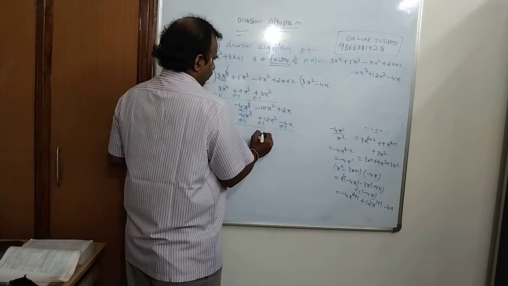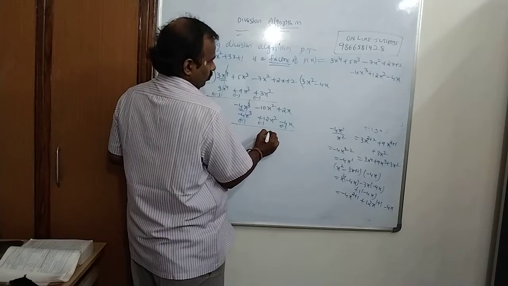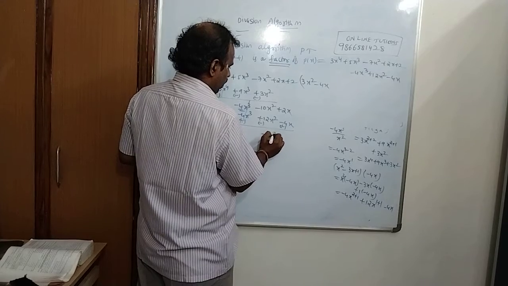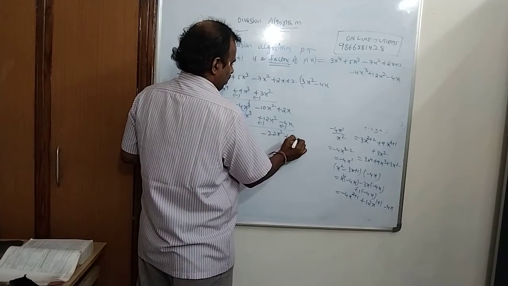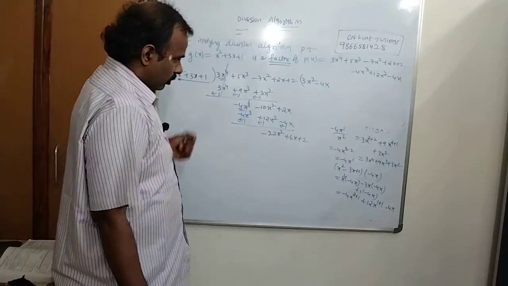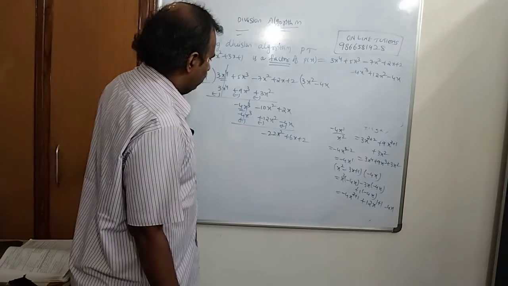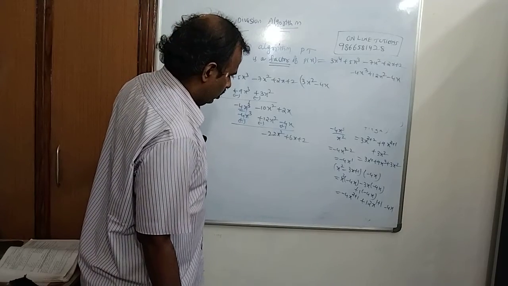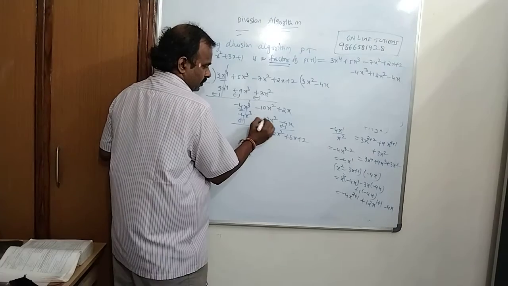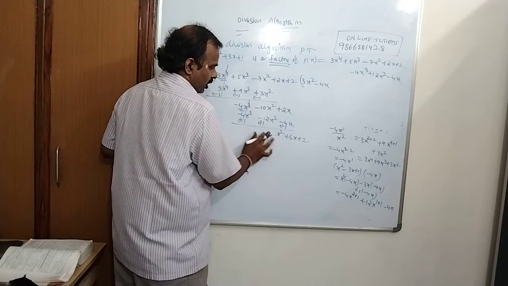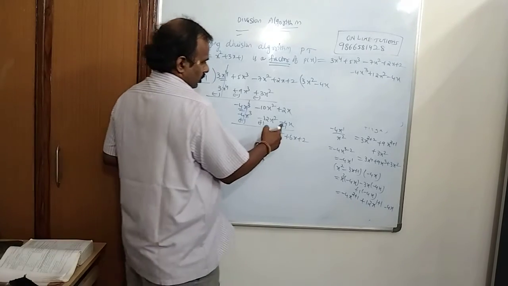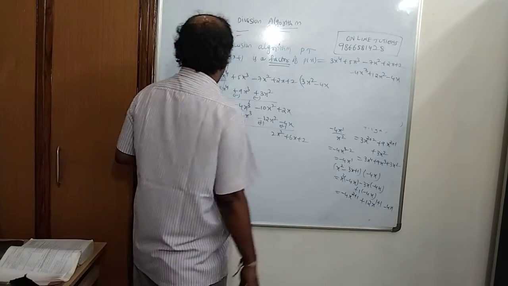So here minus 10x square plus 12x square, minus into minus, so this will be plus. So this will be here plus 2x square plus 2x plus 4x, that is 6x, plus 2.